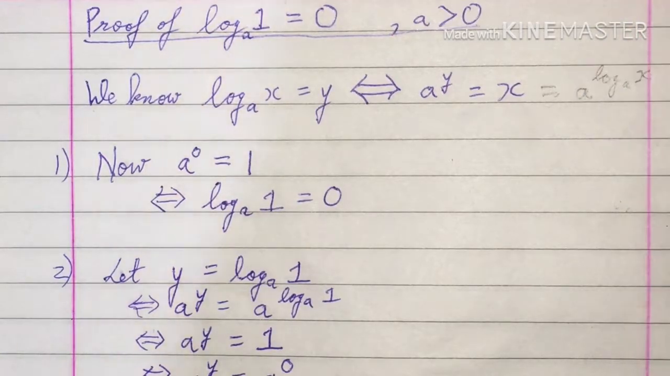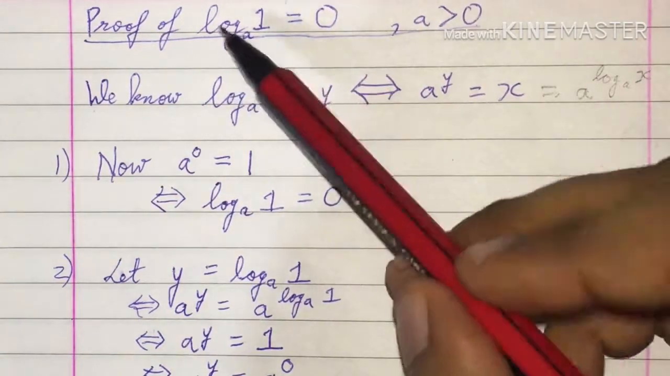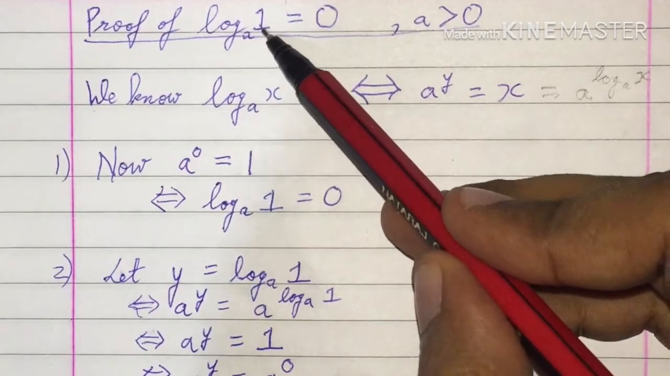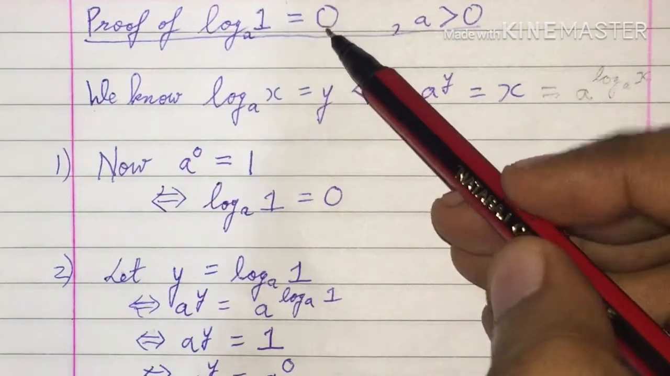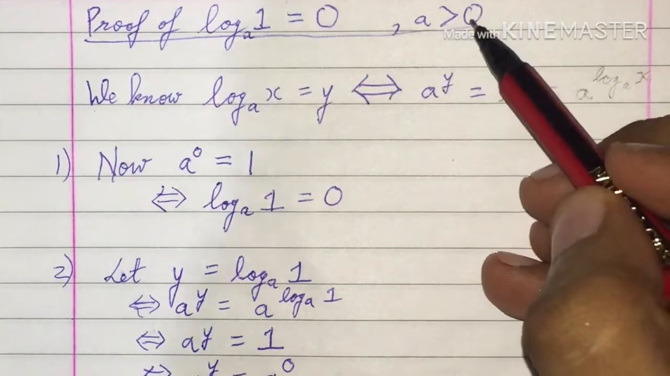Today I'll be doing the proof of y, the logarithm or log of the number 1 to the base a, that is any base, is equal to 0, where the base is a positive number.